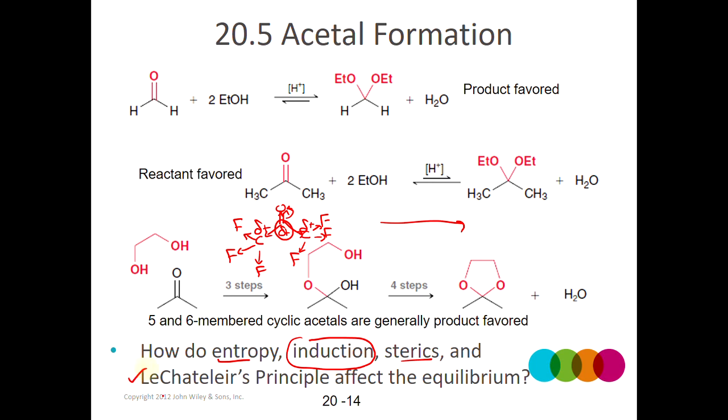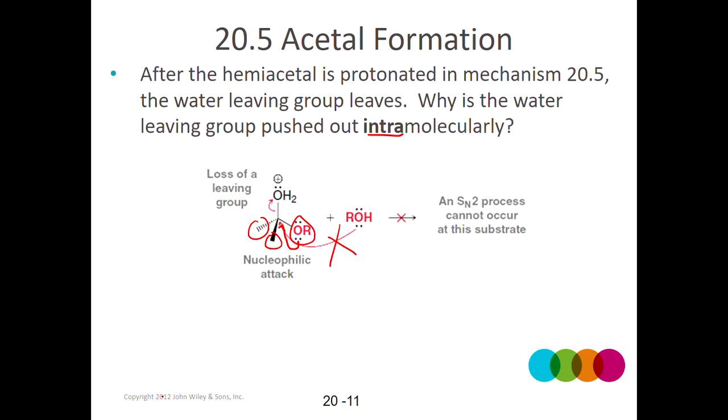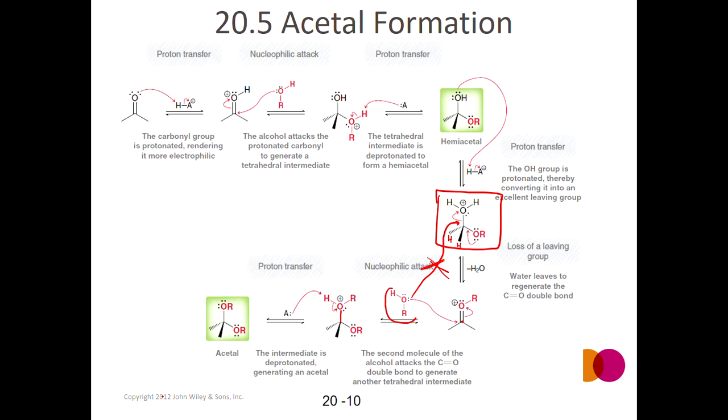And then here's a new one, Le Chatelier's principle. This is true for these other mechanisms we saw back here. Generally, anytime I've got a bunch of steps in equilibrium, I can shift it all the way to the product side if I use a large excess of one of my reactants.